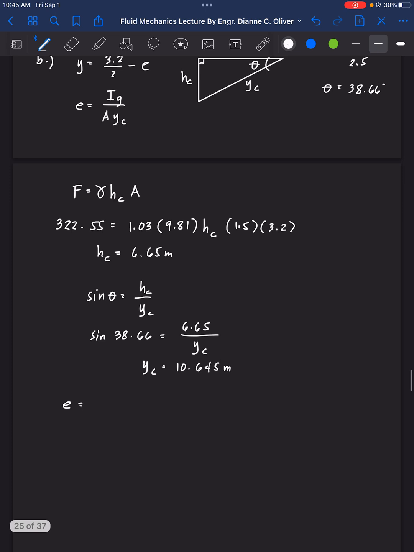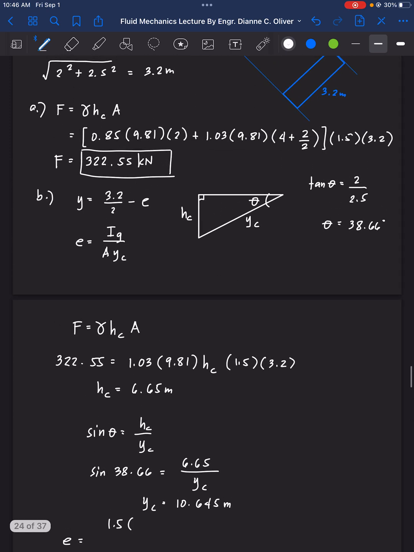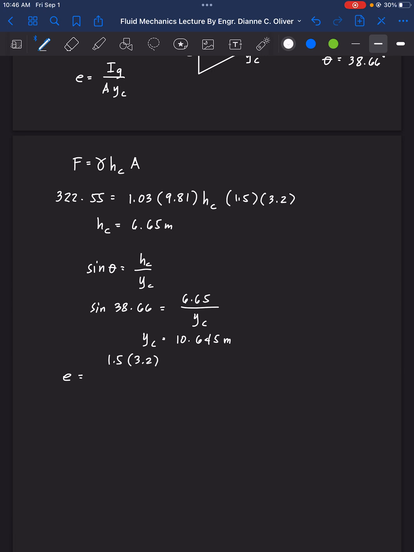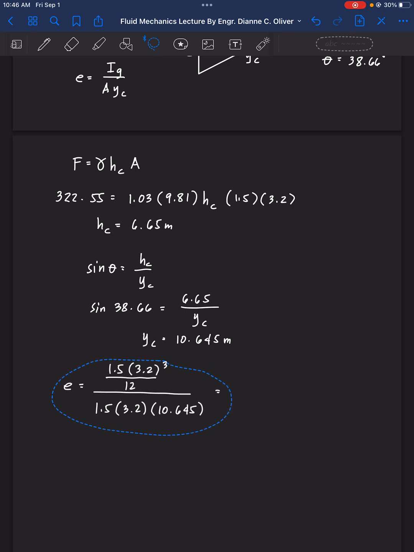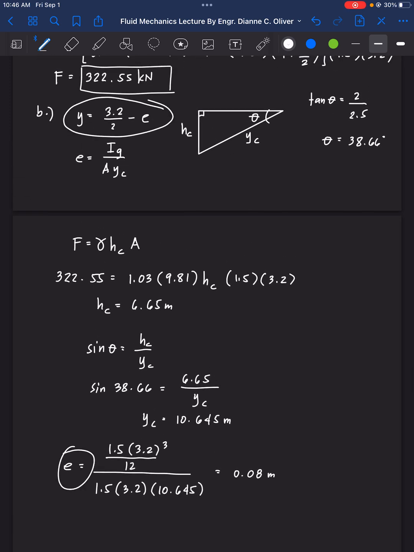So E is equal to, that is the base 1.5, the height of the gate, which is 3.2. So 1.5 times 3.2 raised to 3 divided by 12, all over the area, 1.5 times 3.2, times the YC, which is 10.645. So we now have the value for E. The value for E is equal to 0.08 meter. And then we can now use this E in order to get the value of Y.